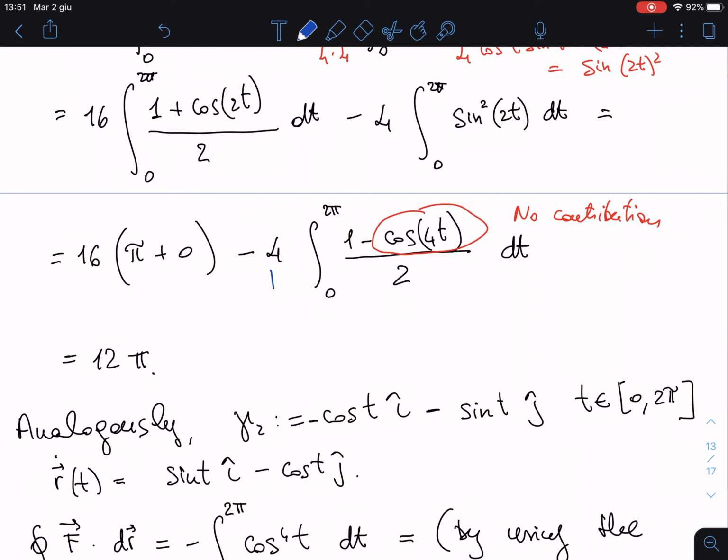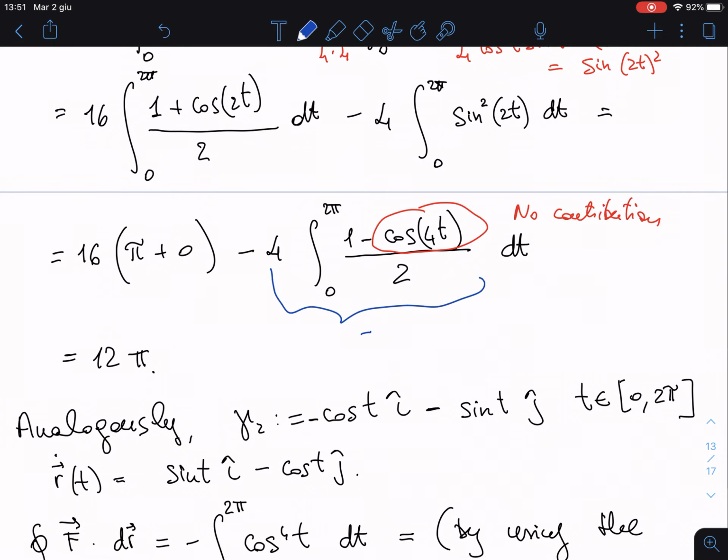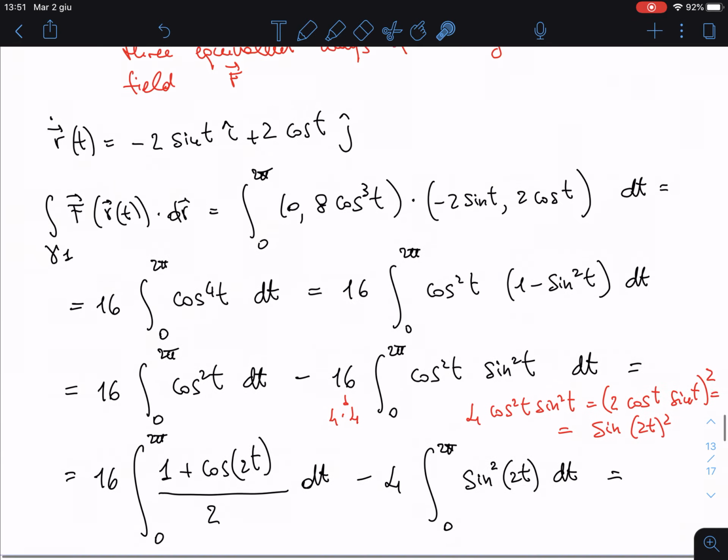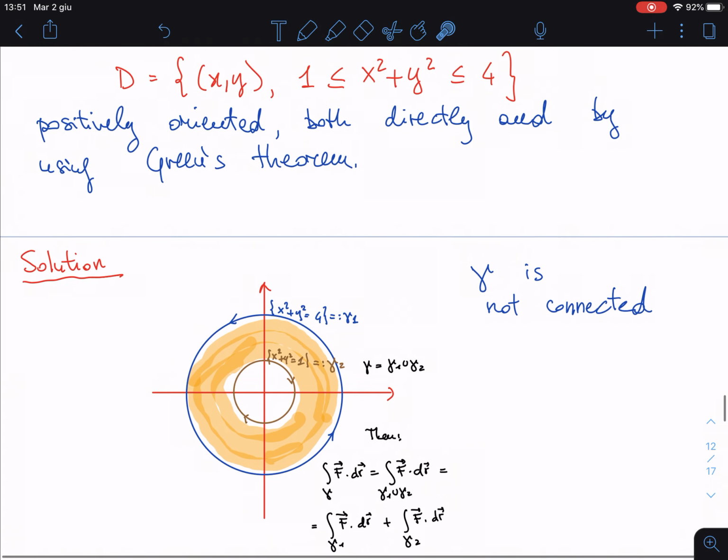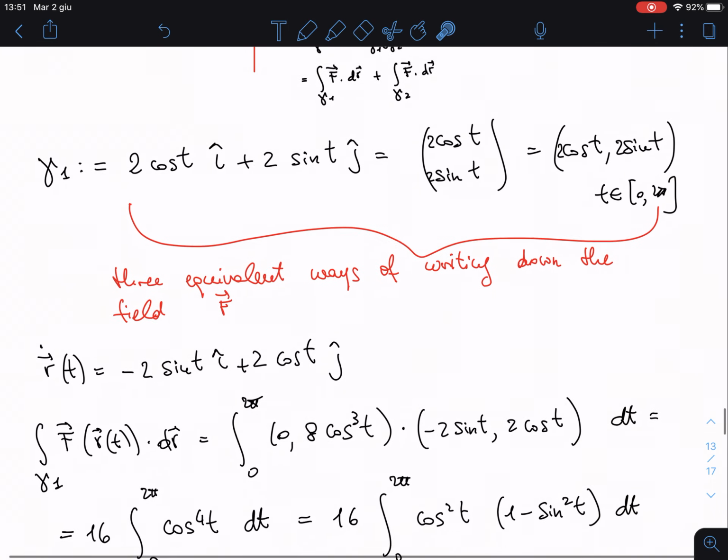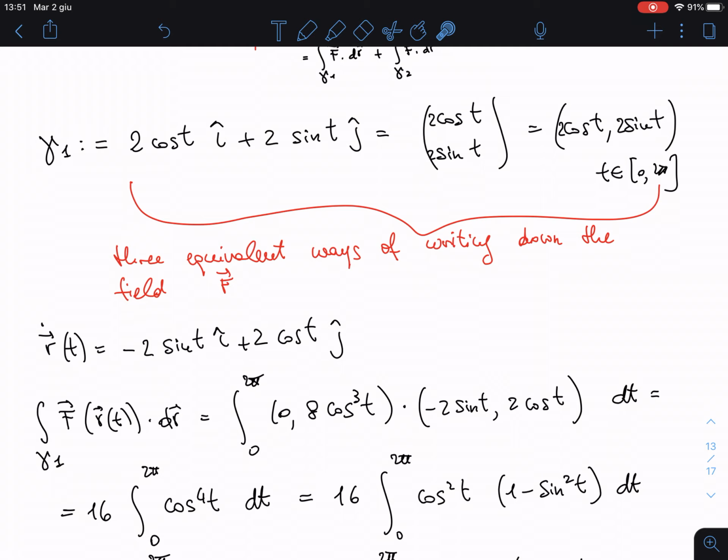So this term here gives -4 pi. So we end up with 12 pi. And this is the computation that gives you the integral of the field f on the curve gamma 1. Okay?